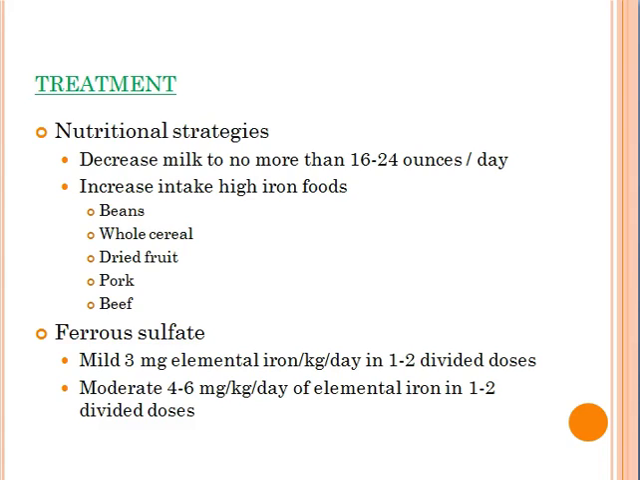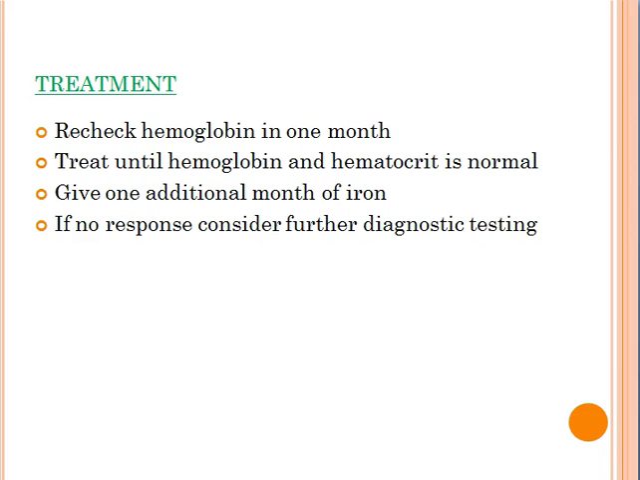And our supplementation is going to be elemental iron, and usually you only need 3 milligrams per kilo per day. And you can do that in 1 or 2 divided doses. Again, also education on nutrition would be to emphasize those foods that are high in iron. You want to recheck the hemoglobin in 1 month and continue to treat it until it's normal, and then you're going to give 1 more month of iron.